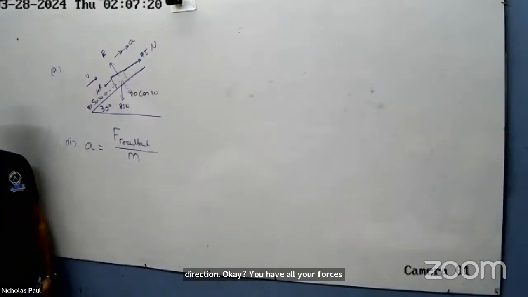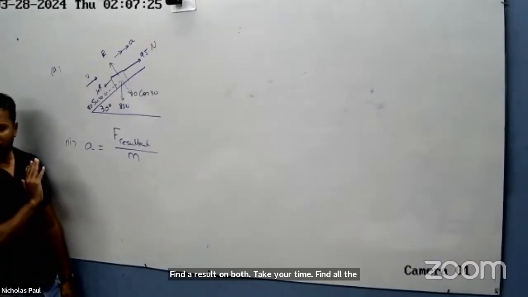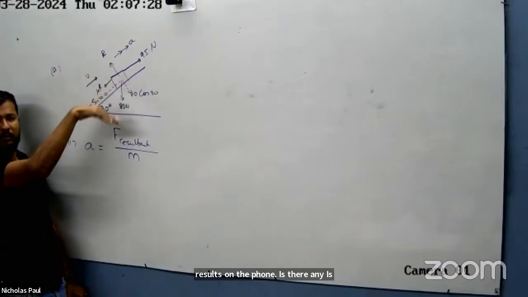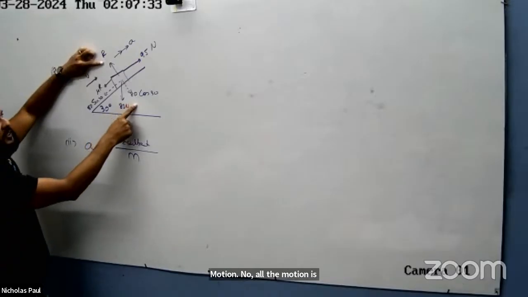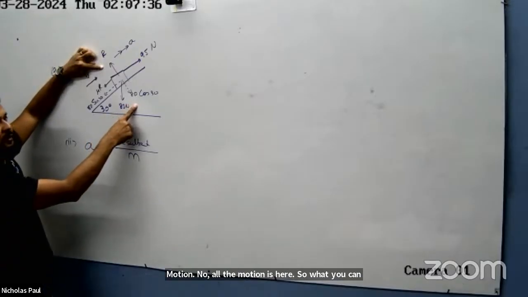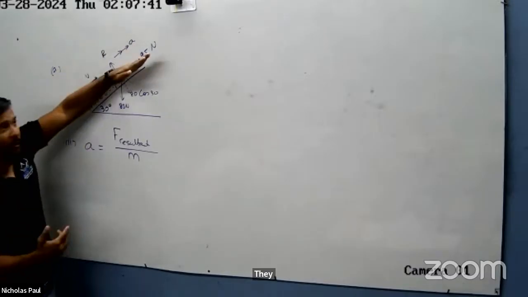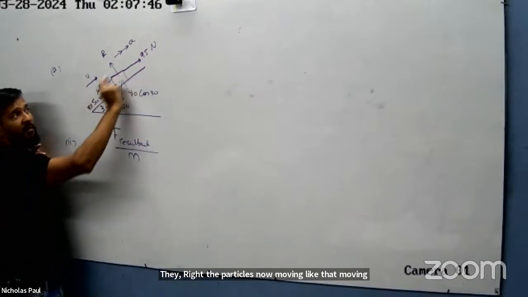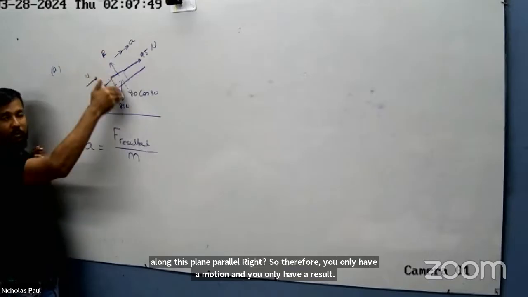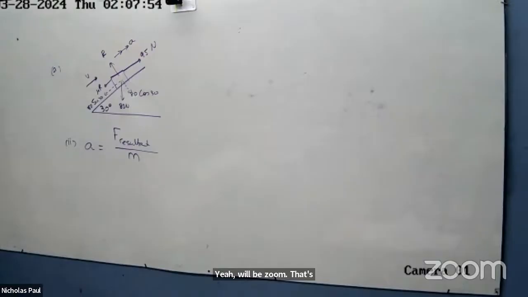Take your time. Find the resultant force. Is there any vertical motion? No, all the motion is along here. So what can you say about these two forces? They are equivalent, or equal. The particle is not moving like that. It's moving along this plane, parallel. So therefore you only have motion and a resultant force here. Here it will be 0. That's okay? Go ahead. Try and see if we can find the acceleration.